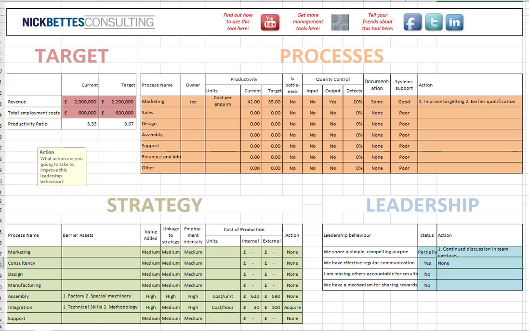We look at strategy, which moves outside what we do now and looks at things that we might do or stop doing, and gives us a very simple kind of model to look at those and think about possible strategic actions. And finally, we look at leadership, which is the four leadership behaviours that really drive motivation, accountability and productivity in the business. And we come up with a little assessment and an action plan to improve that.